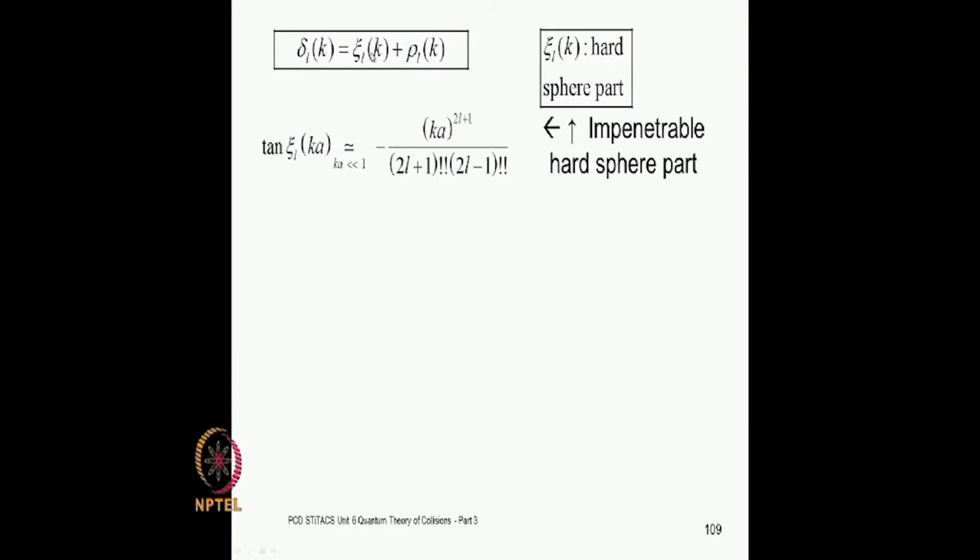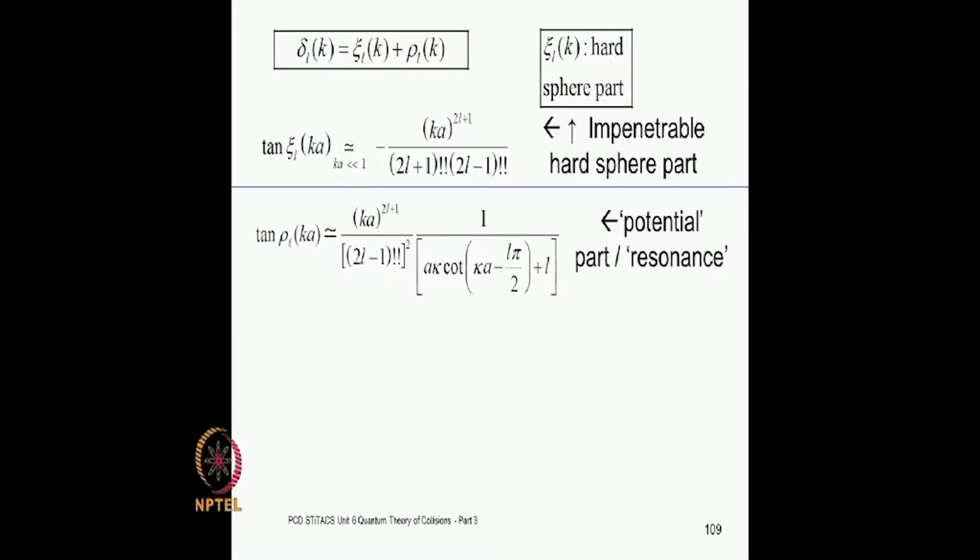Xi is the hard sphere impenetrable part of the scattering, and we have already found that the hard sphere part has got this behavior. This we obtained explicitly in one of our previous classes, and we have been carrying this result with us. The remaining part, which is tan of rho, is given by this, which we just obtained in the previous slide, right.